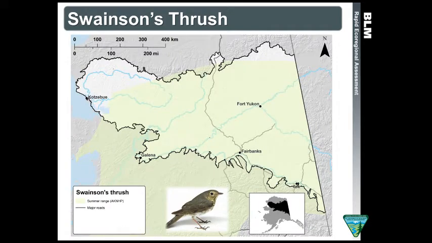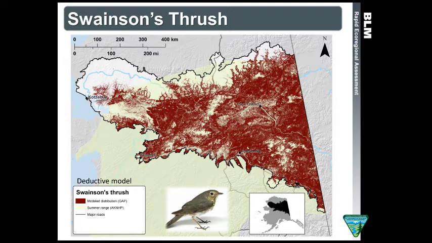And so when you look at the Swainson's thrush, the green there again is the range map, and you look at our gap model for the area, you can see that it pulls out good habitat throughout most of the study area. And it does extend beyond what the current range map that NatureServe has shows.